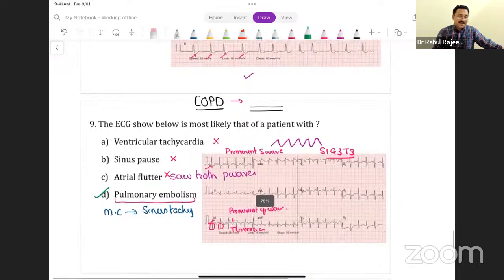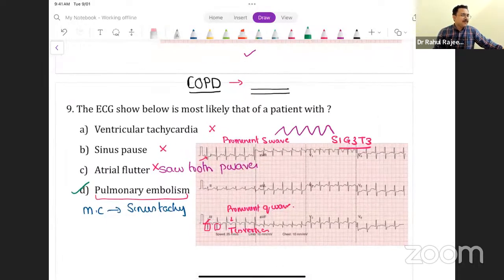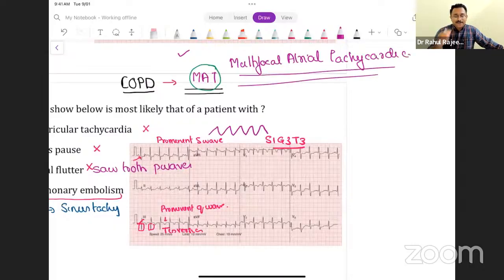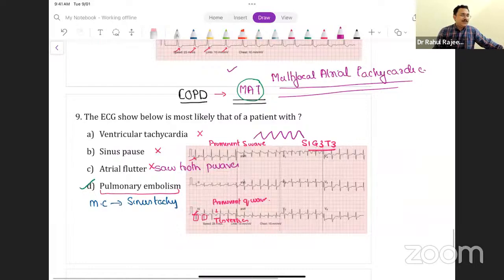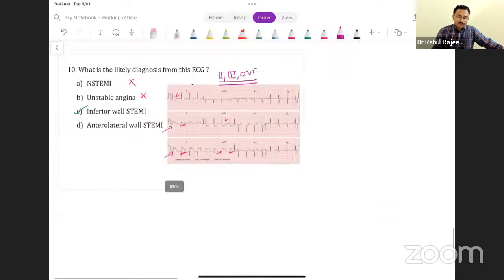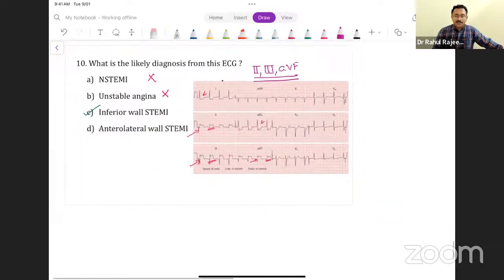Coming back to the question that I asked you a while back, I can see that Dr. Indragni Ghosh and Dilip Kumar, both of you have answered it correctly. So this is MAT, multifocal atrial tachycardia, which is an arrhythmia characterized by varying morphology of the P waves. If you get different morphologies of P wave, that is when you will suspect a multifocal atrial tachycardia. I hope that is clear from the discussion.